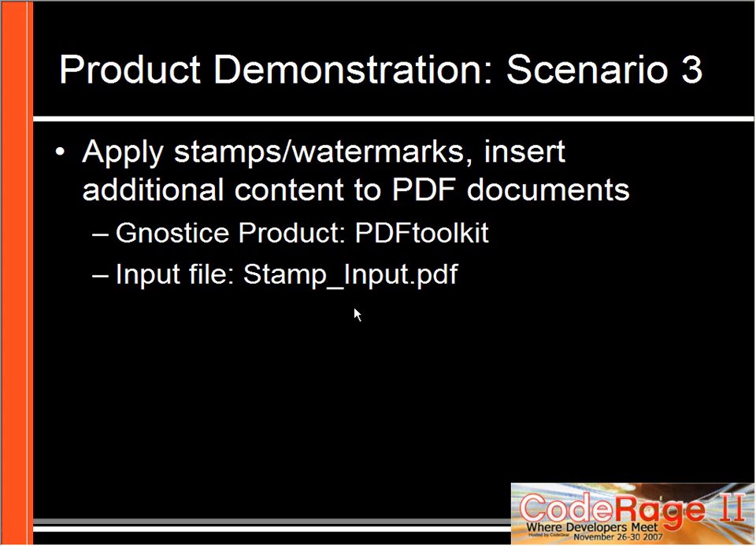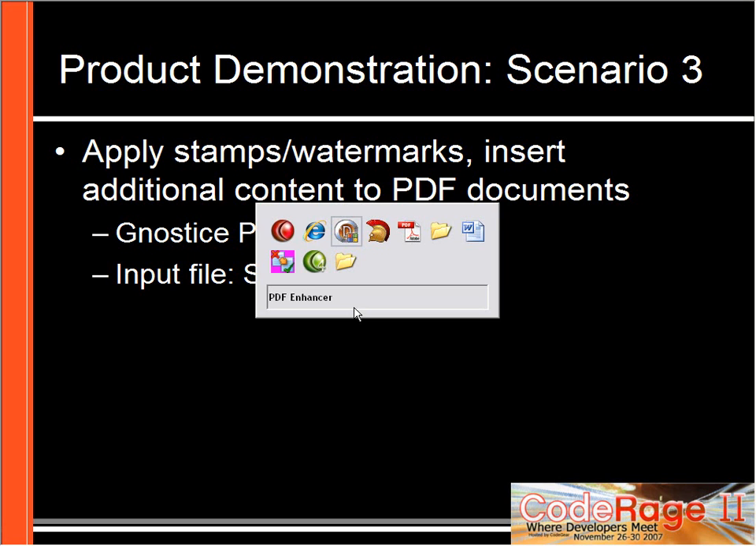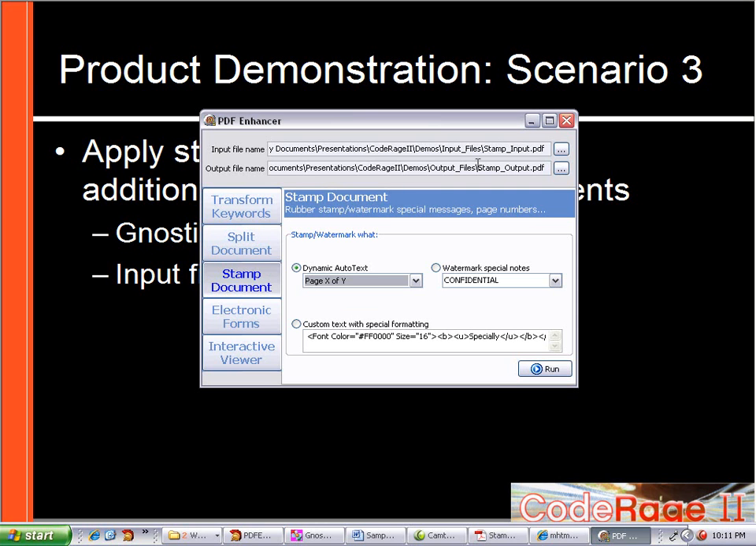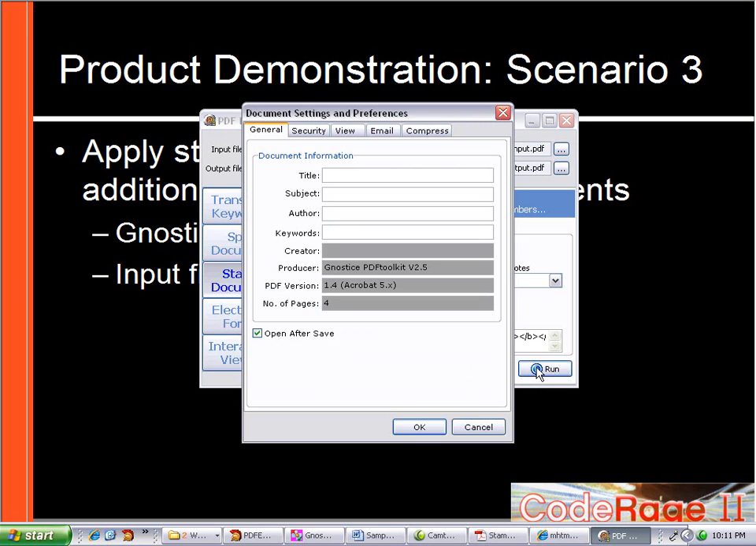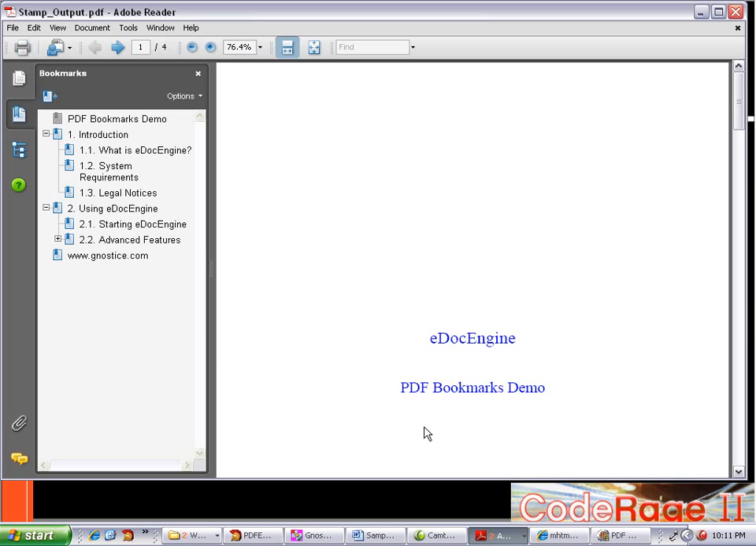Let's move on to our third scenario now of applying stamps, inserting additional content to PDF documents. Again, we'll be using Gnostice PDF Toolkit to achieve this. Let's switch to the demo. I've supplied the input and the output files. What we want to do is insert a page number on every page of the document. So I've selected the page X of Y option. Let me run it. Say OK.